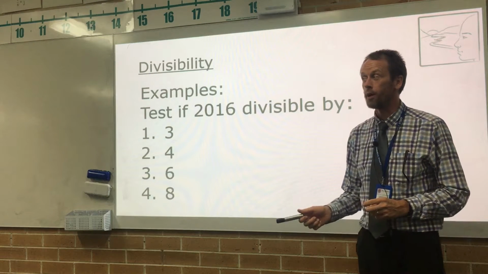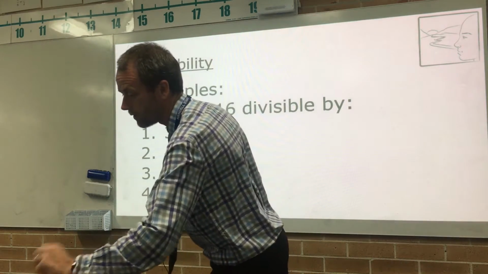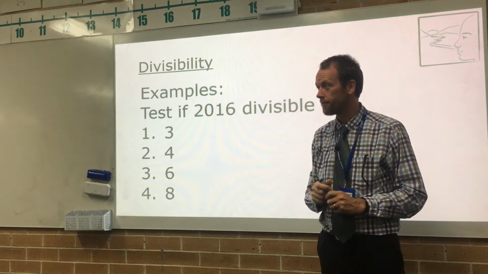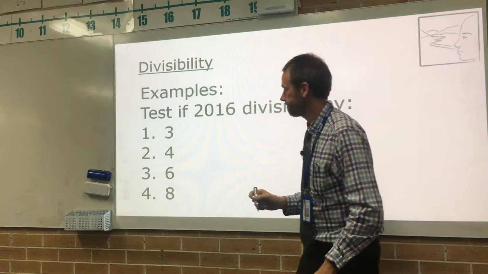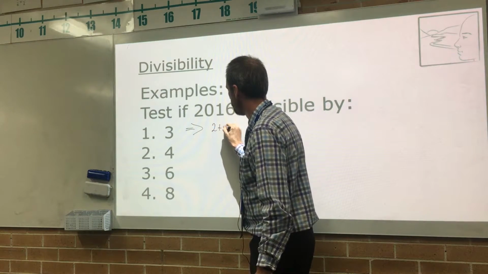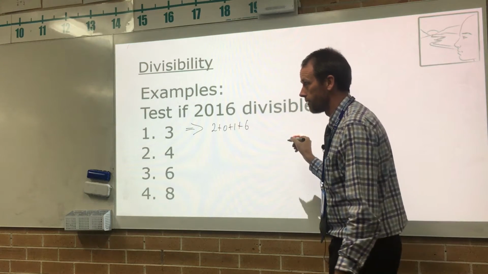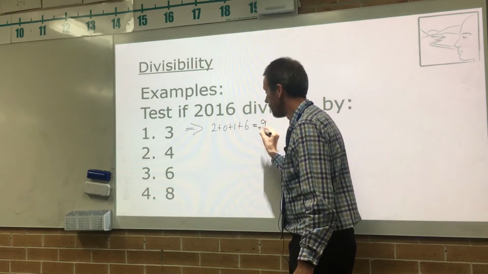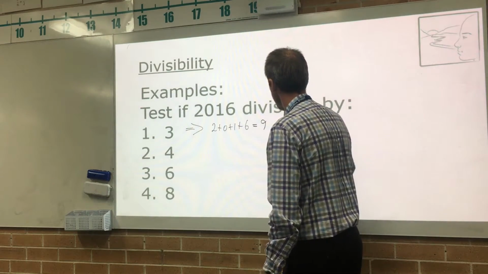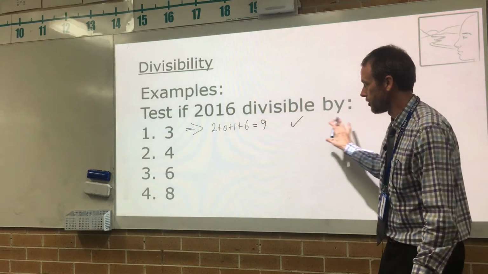You must have a much better brain than me, because I can't work that out off the top of my head. What does the sheet say? How do we know when something's divisible by 3? What does it say? It says the sum of the digits are divisible by 3. Okay, so for 3, what we look for is 2 plus 0 plus 1 plus 6. What does that add to? It adds to 9. So according to our test, yes, 2016 is divisible by 3. All right? Normally I'd expect you to write that answer.